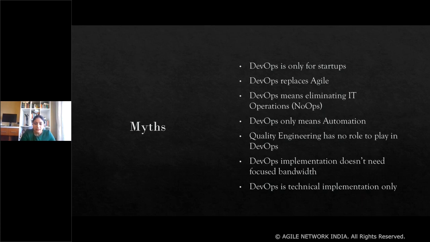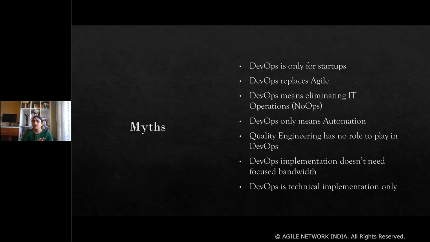The second myth is that DevOps replaces Agile. Absolutely no. In the entire 1 hour session, we've seen in depth that Agile is a precursor to DevOps. Agile cannot replace DevOps.